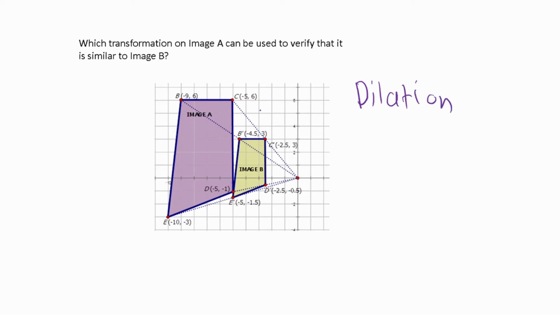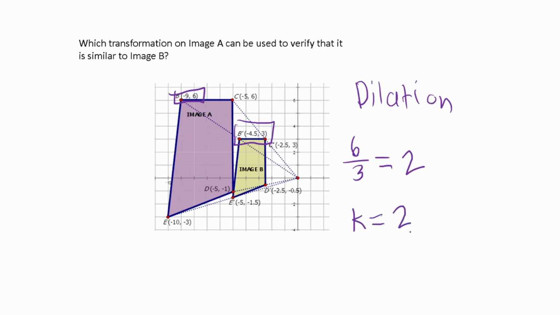Now, one other thing that we want to do is figure out, hey, what's the scale factor of this dilation? So what we could do is take points that match. I'm going to look at B and B prime. If we look at the y coordinate, 6 and 3, all we have to say is, what is 6 divided by 3? It's going to give me 2. So that's my scale factor. So we could say k equals 2.